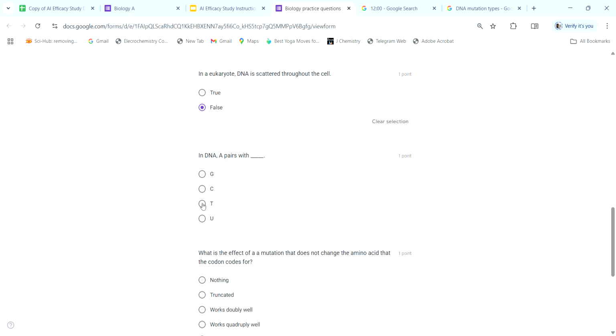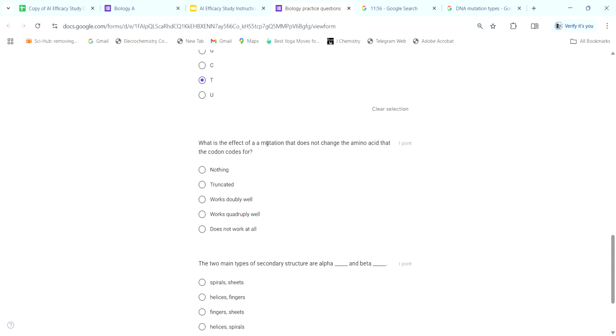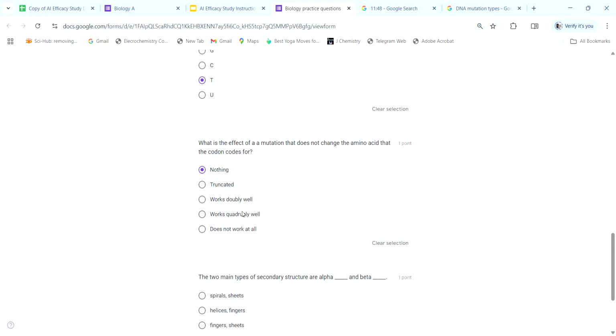And what is the effect of a mutation that does not change the amino acid that the codon codes for? Nothing, truncated, works well, works quadruply well, does not work at all. So this should be nothing, because that does not change the amino acid that the codon codes for.